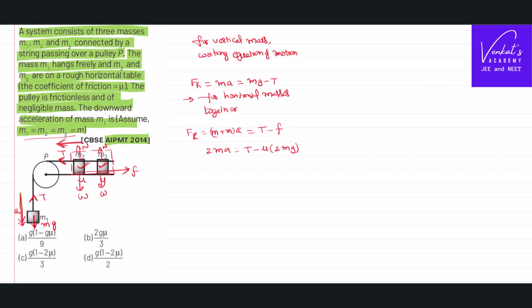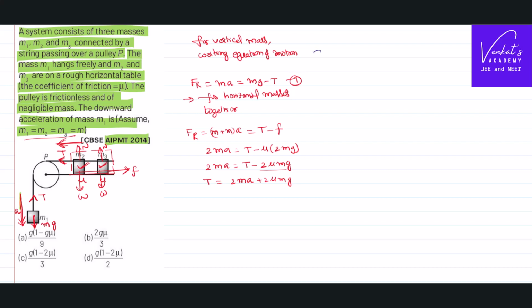So I got an equation as 2ma equals T minus 2 mu mg. So what I can do is find the value of tension from here. Because you want acceleration, tension has to be eliminated. Take this to the other side, it becomes plus 2 mu mg: T equals 2ma plus 2 mu mg. Once I got this tension, let us substitute it in the first equation.